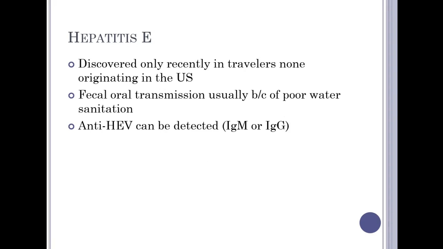So hepatitis E is the last one. This one was discovered only recently in travelers, usually from a third world country. This is the fecal-oral route, just like A, and it's usually because of poor water sanitation. We find anti-hepatitis E virus, either IgM or IgG, depending on if it's acute or chronic, or if you're in recovery.